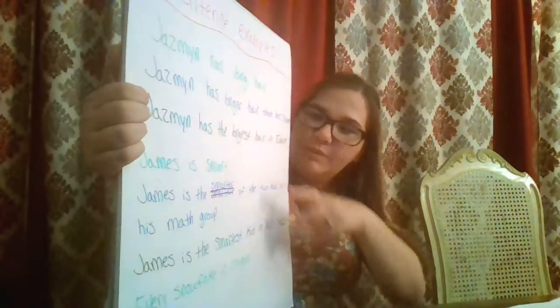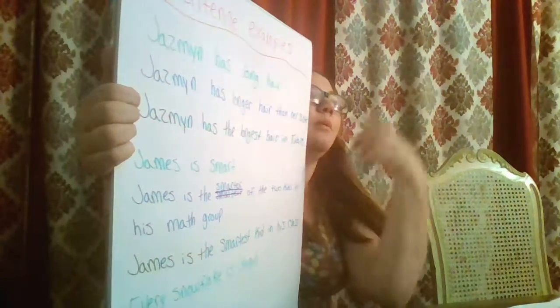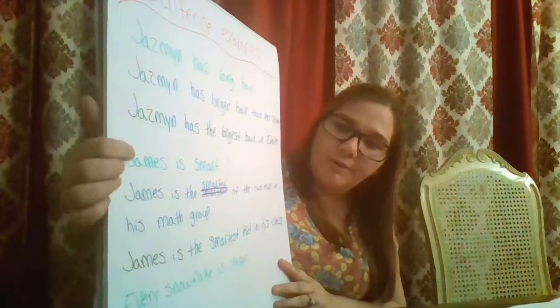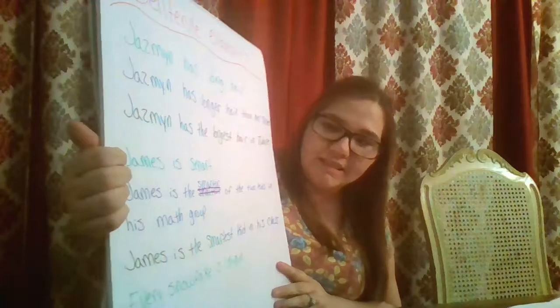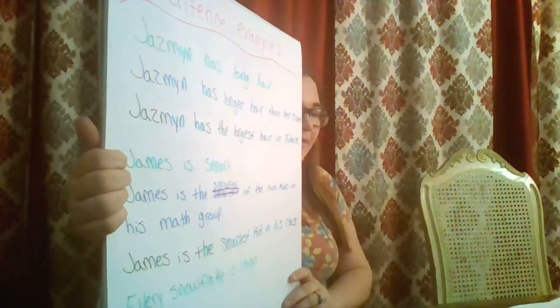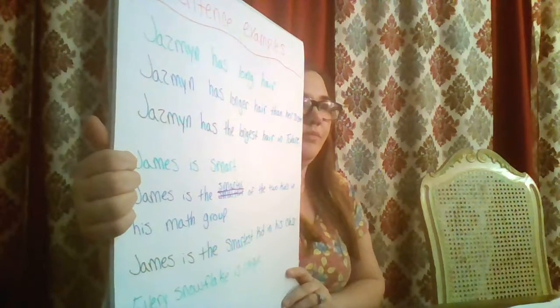Superlative, because we're talking about more than two people, comparing Jasmine's hair to several others. Then we have our next set of sentences. Our first one says, James is smart. Is that one positive, comparative, or superlative? Positive. How do you know?